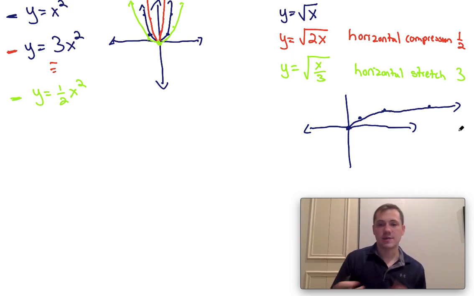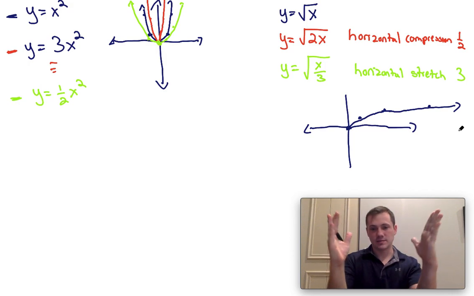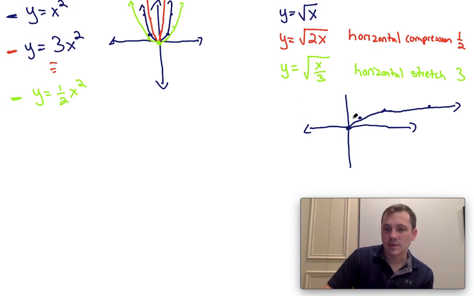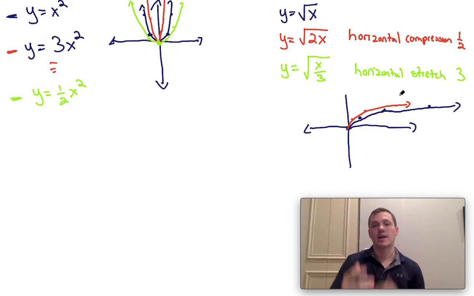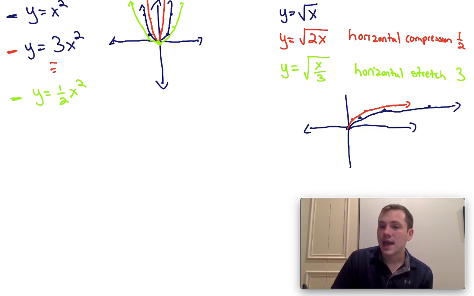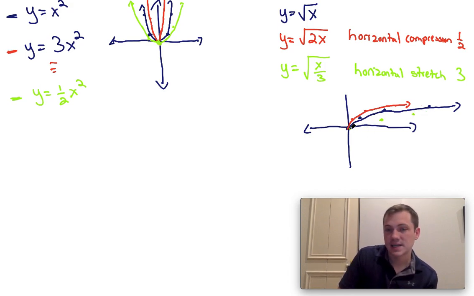And then a horizontal compression of 1/2 means everything's going to be shrunk this way. So instead of our point being there, it's going to be halfway closer to the y-axis, there, and there. So the compression looks like this. Essentially, every point on the graph has been compressed by half. And then with this horizontal stretch of 3, instead of the point 1, 1, we're going to have the point 3, 1. This and that, and you can see it looks a little bit like that.